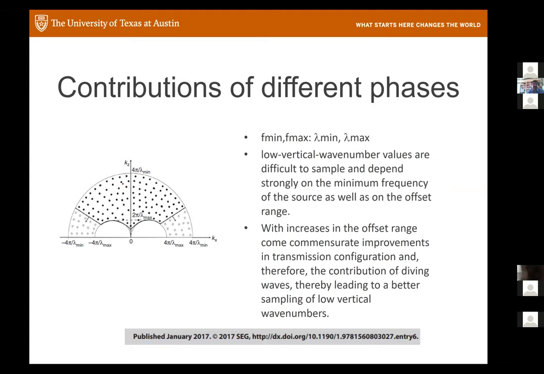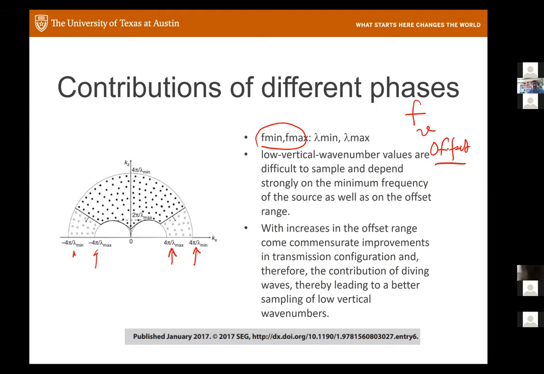This is a picture in the wave number domain. This is kx and ky. And here we have 4 pi by lambda max, and this is the negative wave numbers. What you see is that lambda max and lambda min are the wavelengths, and these are affected by the frequency content in the data. They are also affected by the velocity. So this depends on frequency, depends on velocity, and it depends on offset.